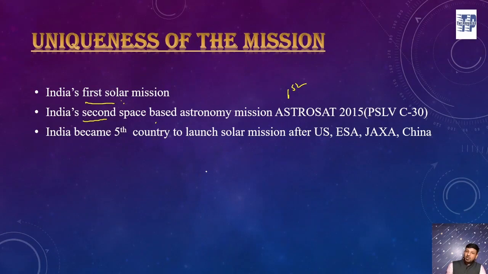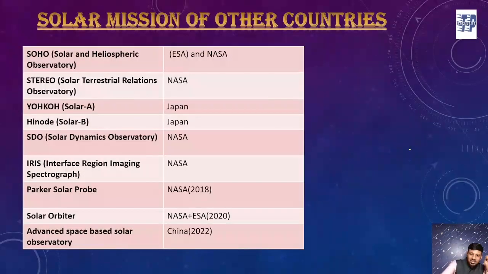Coming to the third important speciality, India became only the fifth country after the USA, Europe, Japan and China to launch a solar probe like this. Before India, we have the USA, that is NASA, ESA, the European Space Agency, JAXA, the Japanese Space Agency, and China. After China, we are the fifth country to demonstrate this. And this is the list of probes sent by the different countries to study the sun.